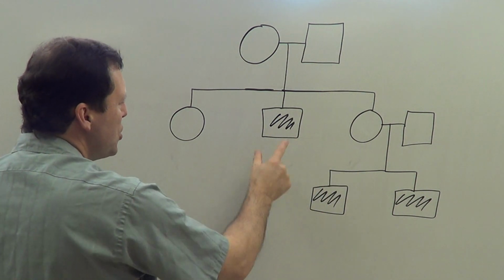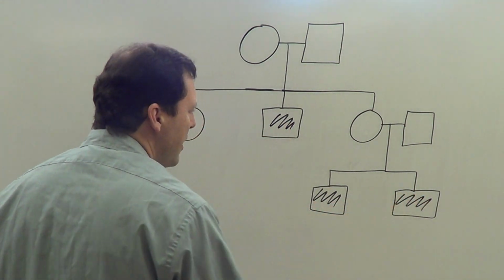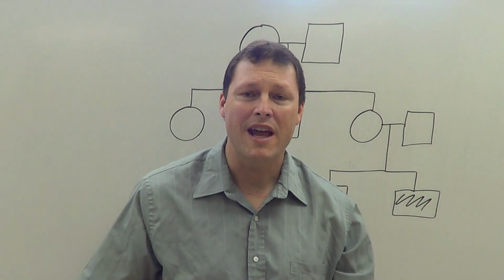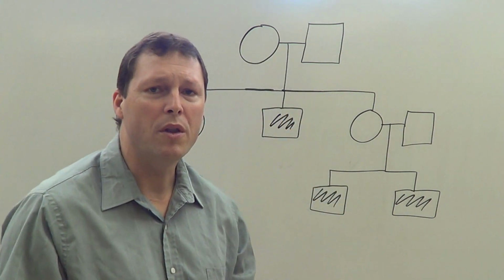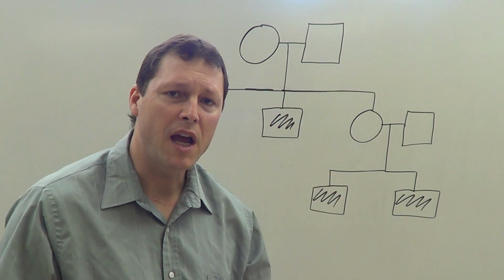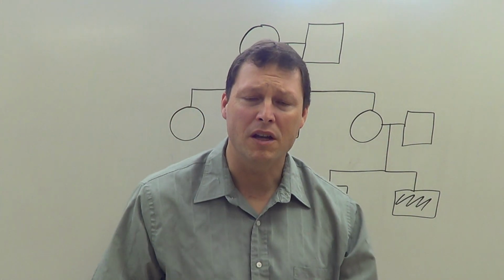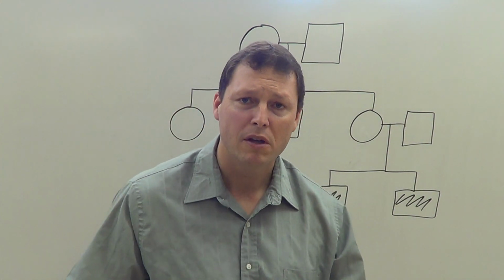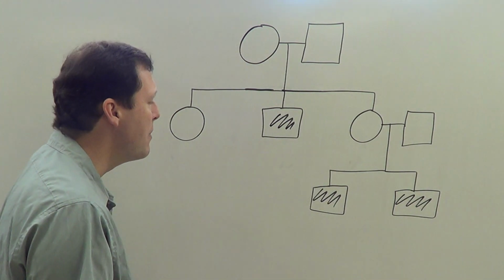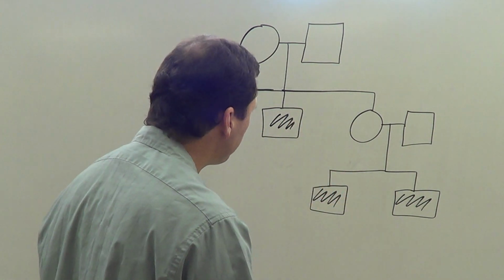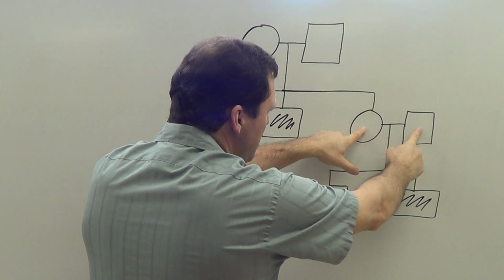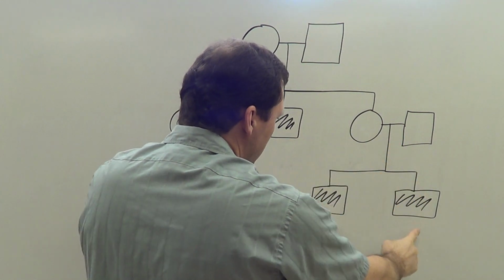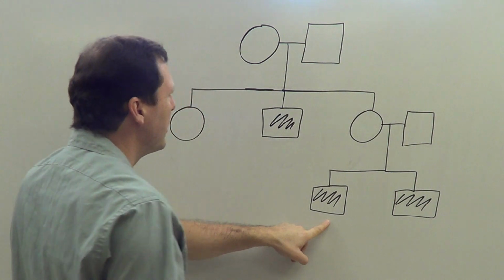Any place there is a shaded individual, that means that individual is affected. They have the trait of interest. It's important: they are affected, not infected. Infected implies a germ, and that's not what we're talking about here. This female married this male, and they had 2 kids. They had 2 males, both affected.